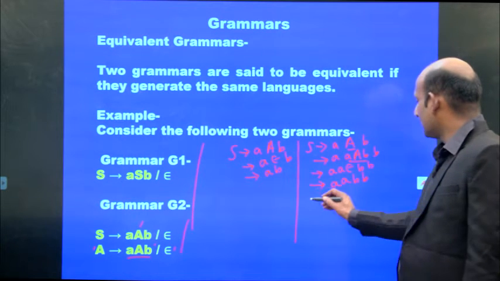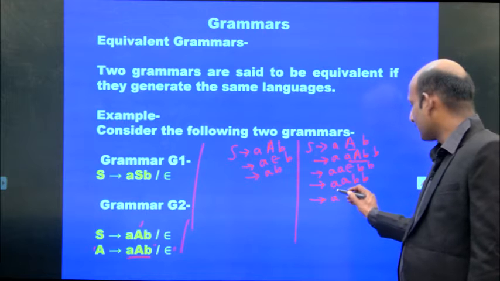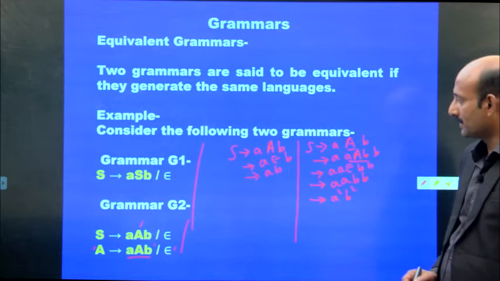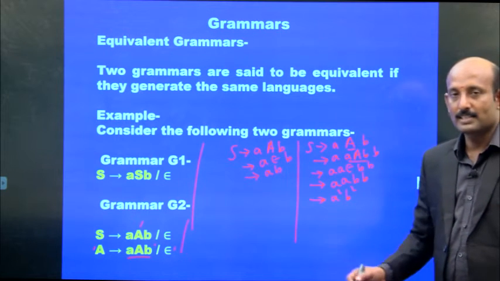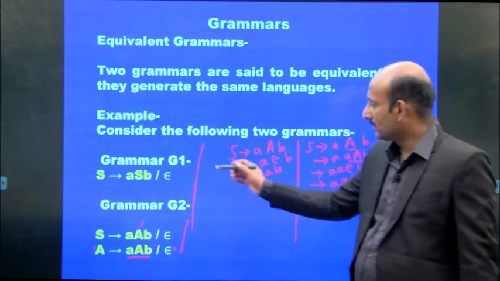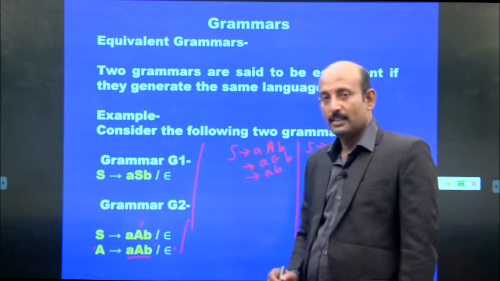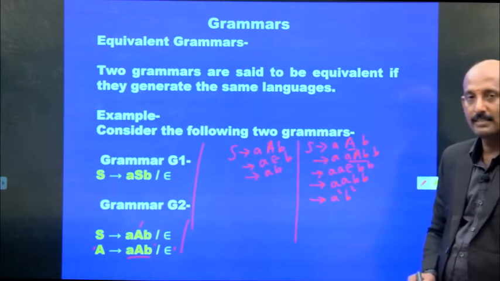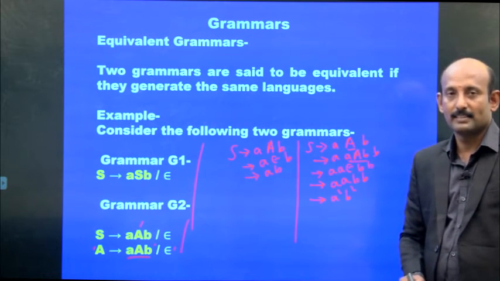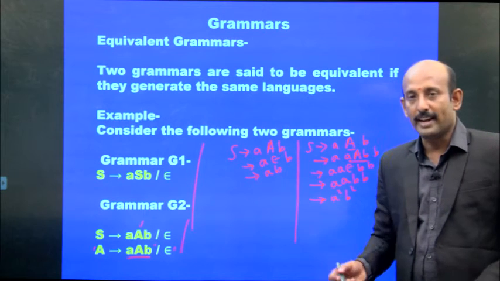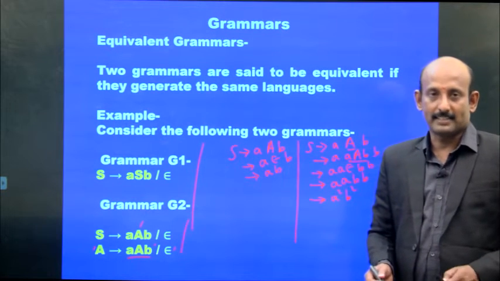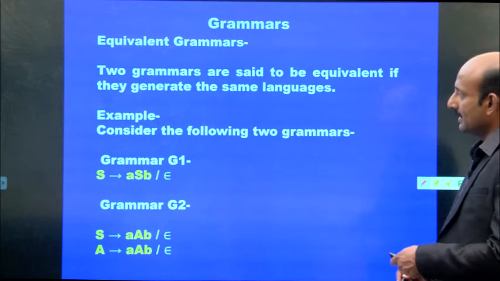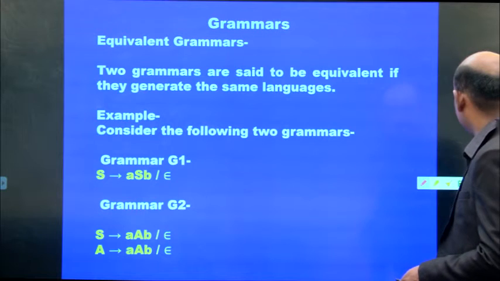What is the meaning of this? This means A squared B squared. So what we can conclude is that both grammars G1 and G2 generate the same strings, that is, a number of A's followed by a number of B's. So we have to write the language. The language is written in the form of L.